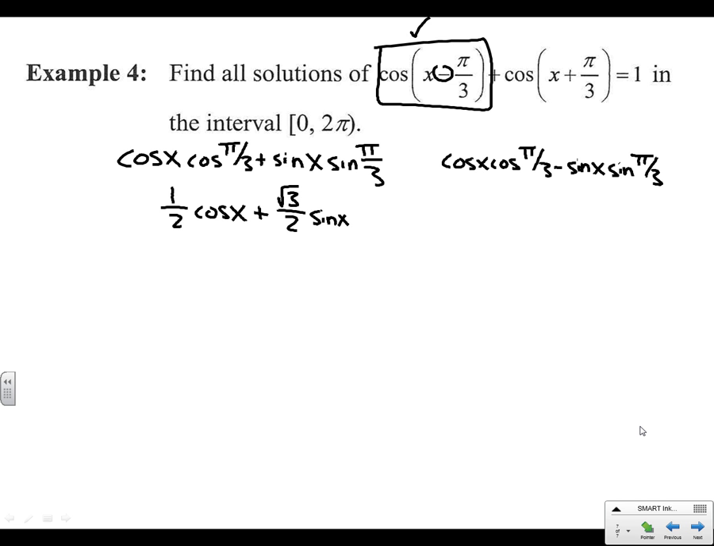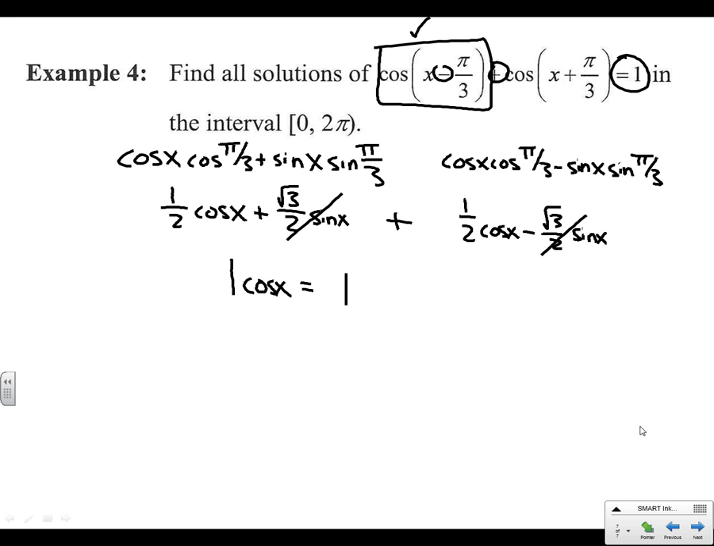All right, so let's simplify again. Cosine of pi over 3 is 1/2, and root 3 over 2 sine x. And we've got a big plus sign in between these two, so we'll put them together. And let's simplify. The positive and the negative go away. 1/2 plus 1/2 is 1. So we have 1 cosine x equals 1 from the other side. So cosine x equals 1.